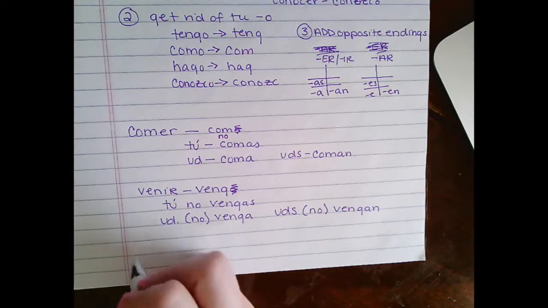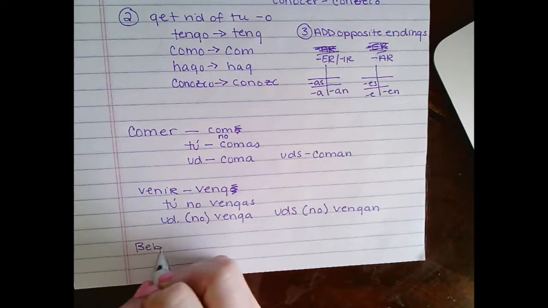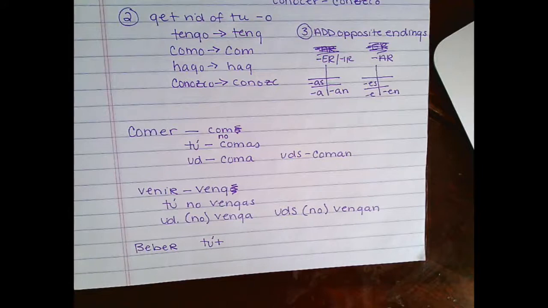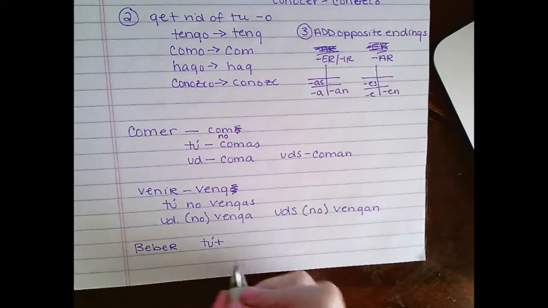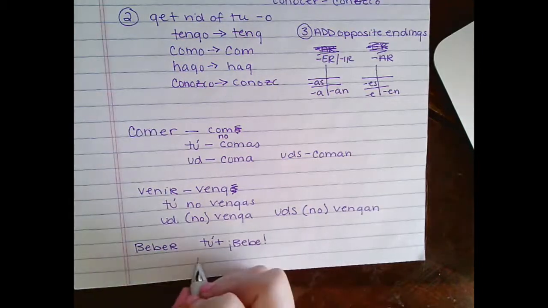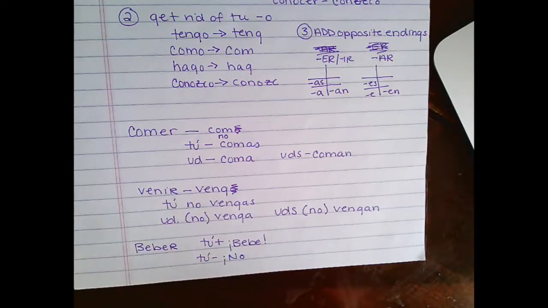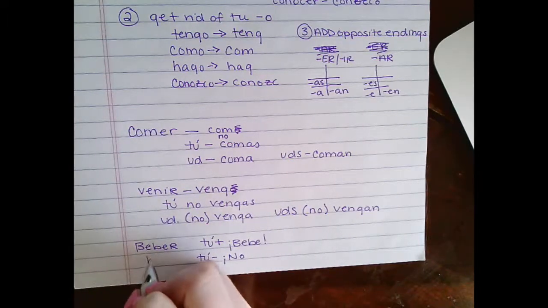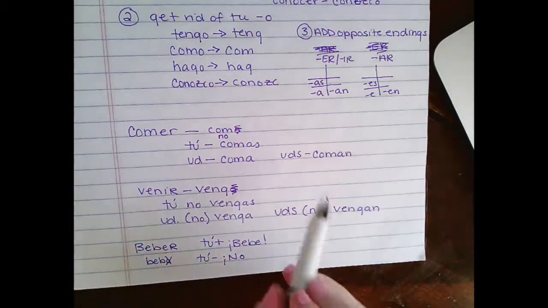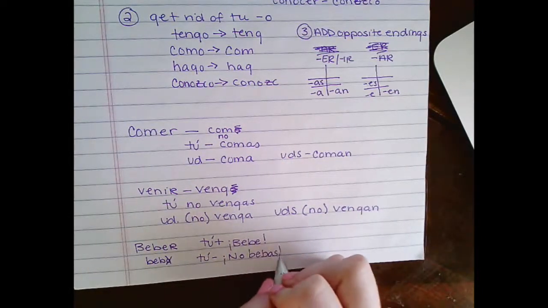So if I were to take one more verb, I'm going to take the verb beber, which means to drink. If I were to form the tú affirmative command, I know that I need to take the third person singular of the present indicative, so that would leave me with bebe, drink. For tú negative, because it is a negative command, I do want to put a no. Now I'm taking the yo form, bebo, dropping that O, adding opposite endings. It is traditionally an ER verb, so now I'm using those AR endings. So I'm going to have no bebas, don't drink.